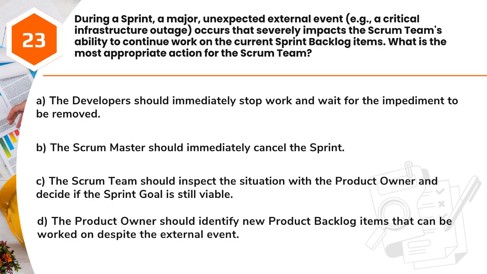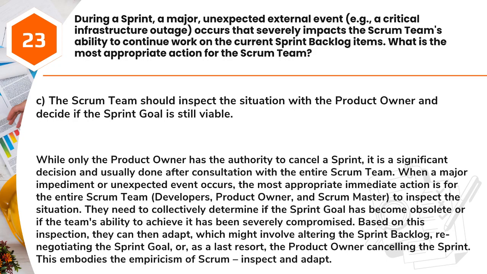A. The developers should immediately stop work and wait for the impediment to be removed. B. The Scrum Master should immediately cancel the sprint. C. The Scrum team should inspect the situation with the product owner and decide if the sprint goal is still viable. D. The product owner should identify new product backlog items that can be worked on despite the external event.